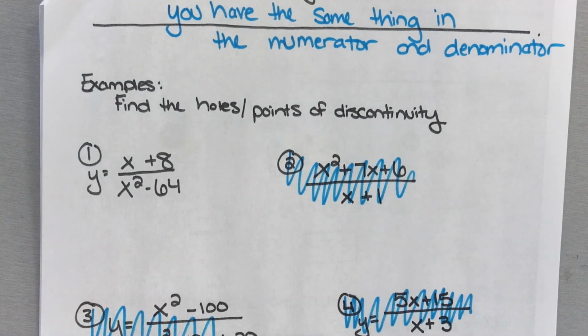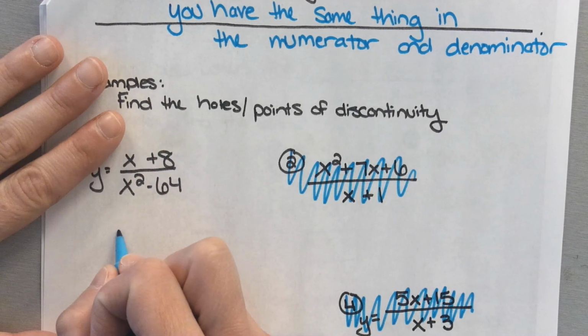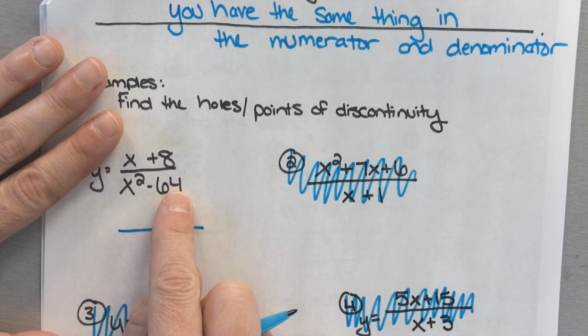We'll add a couple. All right, in the top, do you see how there's an x plus 8? Okay. In the bottom, do you see how there's a difference of perfect squares? Let's factor it.